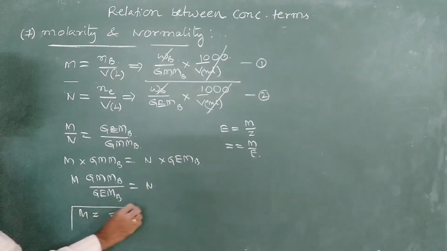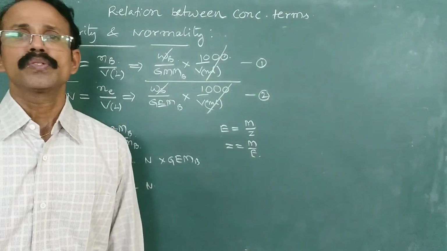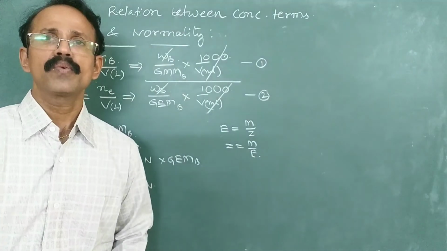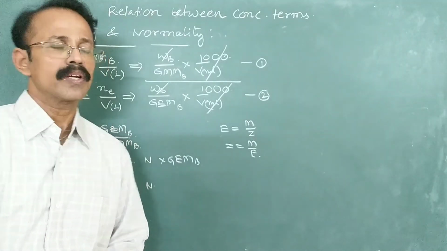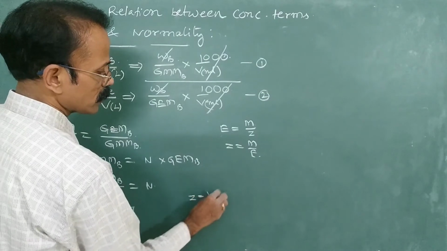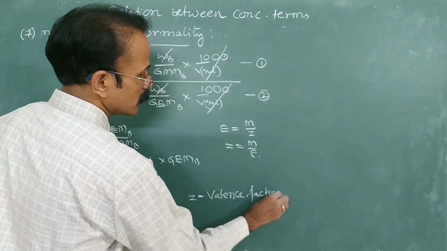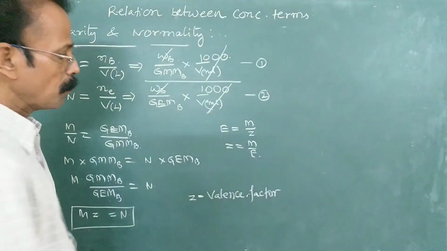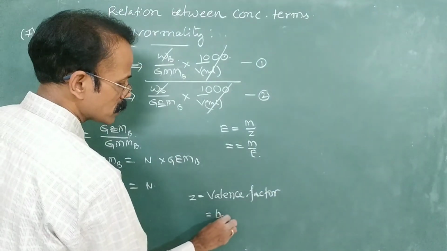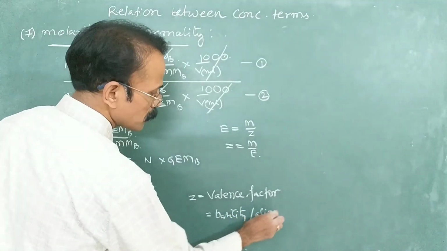Okay, so this is the relationship between molarity and normality. So if you know the valence factor, then you can calculate normality by using molarity. Okay, so what is Z here? Z is valence factor, and valence factor is equal to basicity of acid or acidity of base.